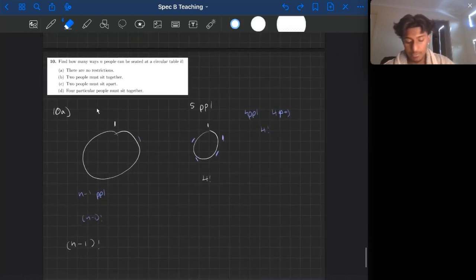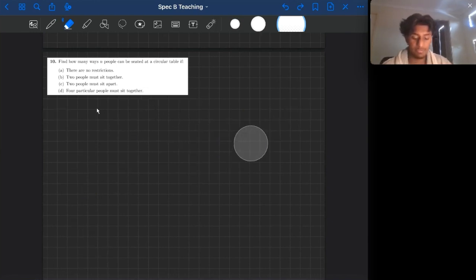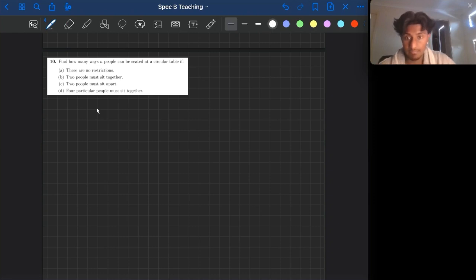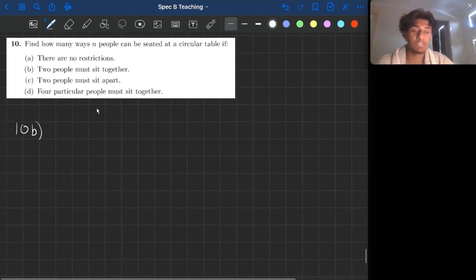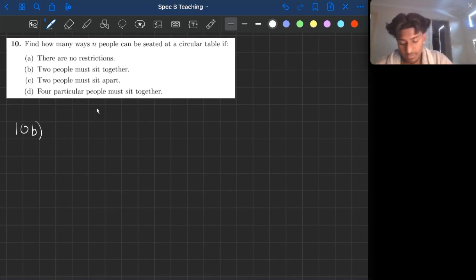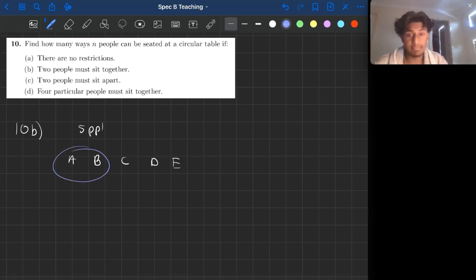Now I'm going to erase this question, so you can obviously rewind if you need to relook at it. But now I'm going to look at 10b. 10b is 2 people must sit together. So again, we're going to start off with the simple case of 5 people: A, B, C, D, and E. With these 5 people, 2 people must sit next to each other. The question means that 2 specific people, which we can represent as A and B, have to sit next to each other.